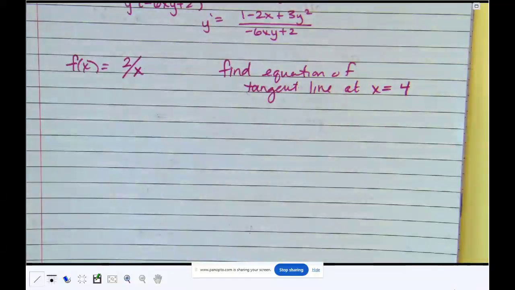I hate tangent line. Really? Yeah, I always forget it. 2x to the -1. Sorry, guys. So then I have to do the derivative of this thingy.